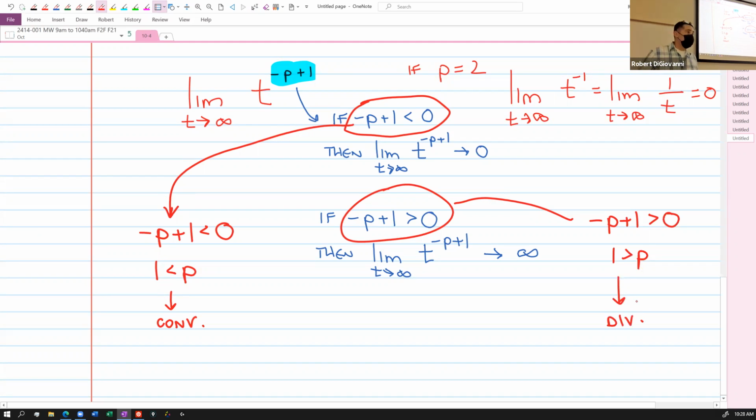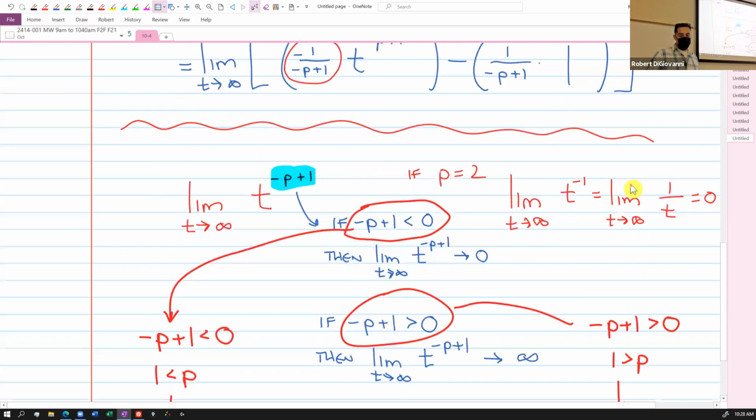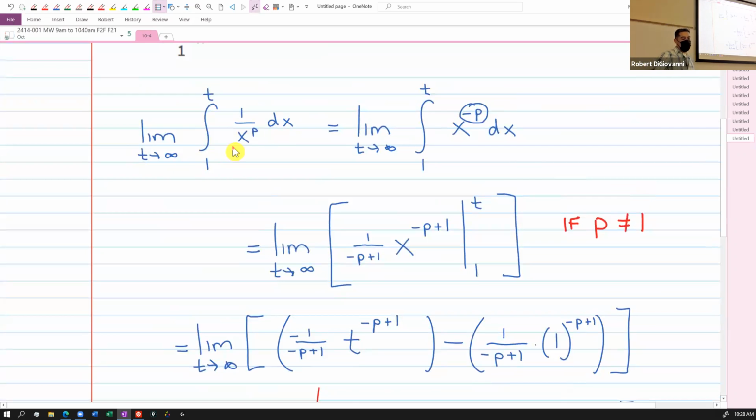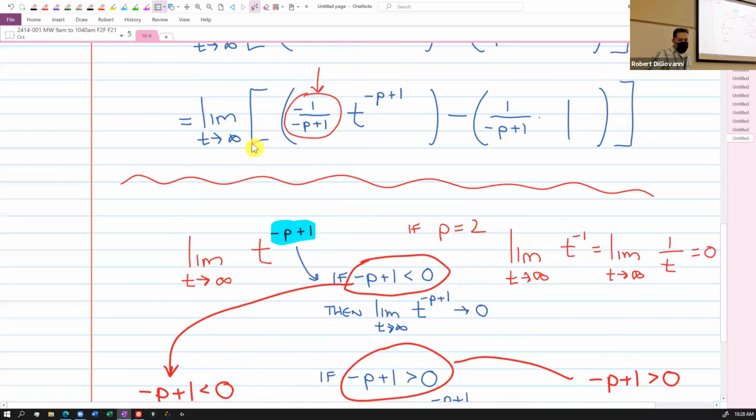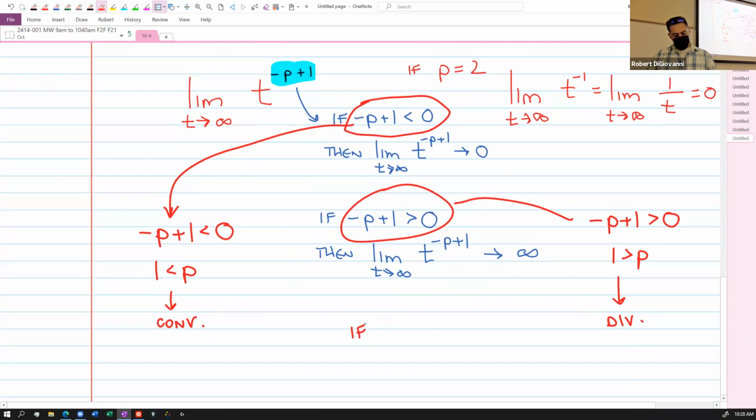And what if p is 1? We threw that case out in the beginning, right? But what if p is 1? Can you all tell me? What are you looking at? 1 over x, which is going to be natural log. Didn't we do that problem already? And what did it do? It diverged. So in the case that p is 1, we had divergence. And so we've covered all the cases.